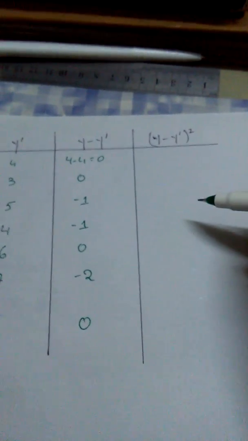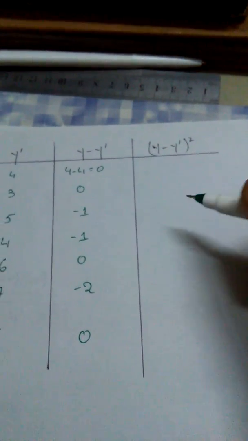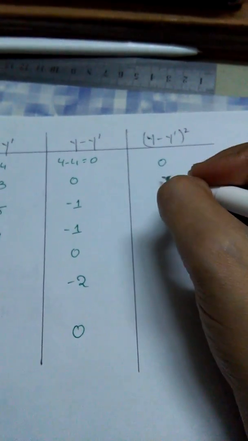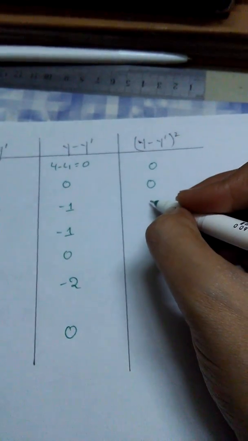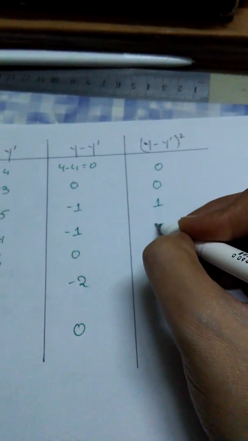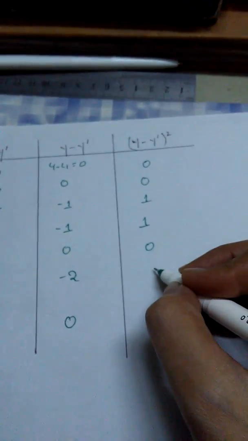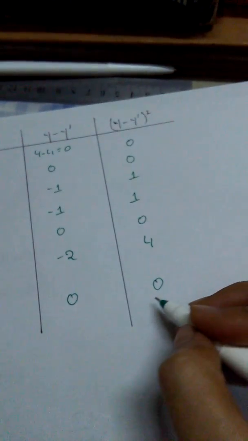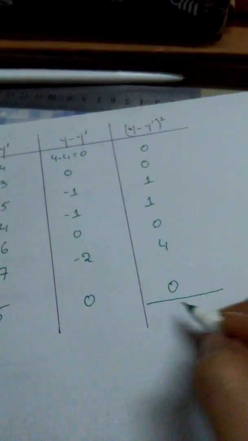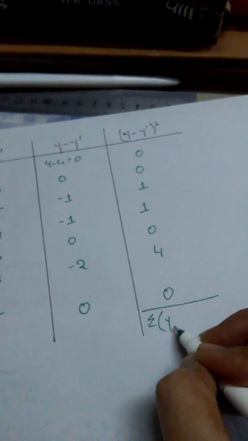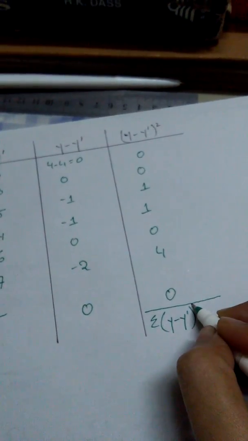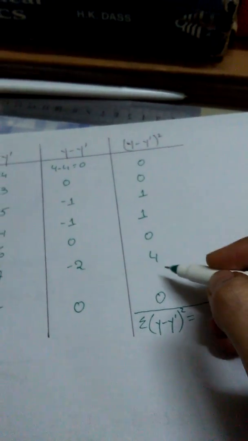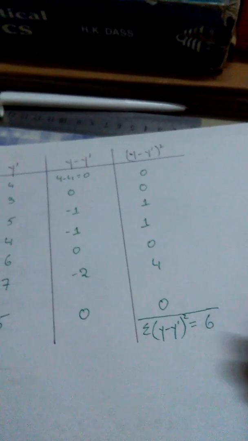Alright, so now you have to take out the square, because it is a requirement of the formula of your standard error of estimate. So 0 squared is 0, 0 squared is 0, minus 1 squared gives you a positive 1. And so do here. Same thing here, minus 2 squared gives you 4, and this is it. Now you have to find out the summation of these things. Okay, we have to find out the summation of the squares of the differences. So it comes out to be 6. Alright, so this is it.